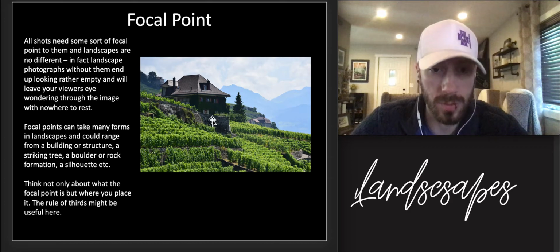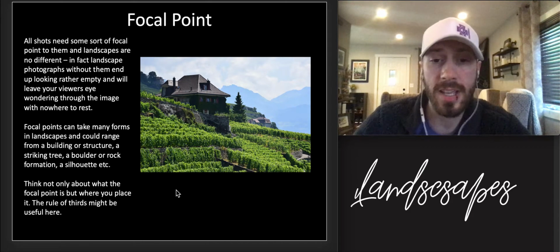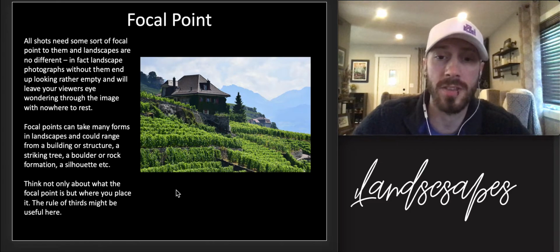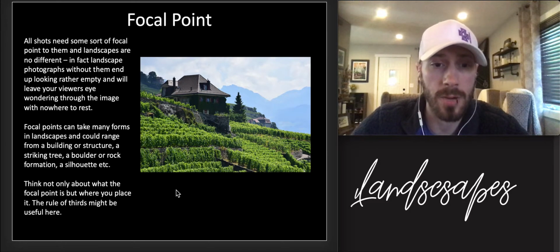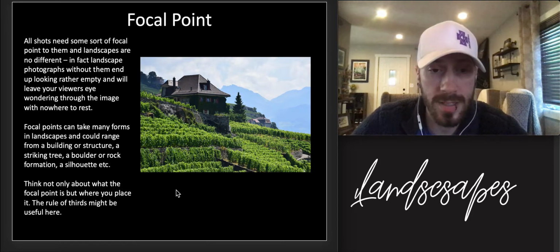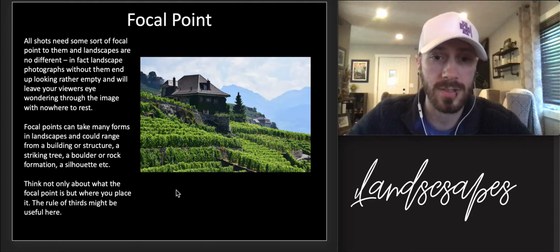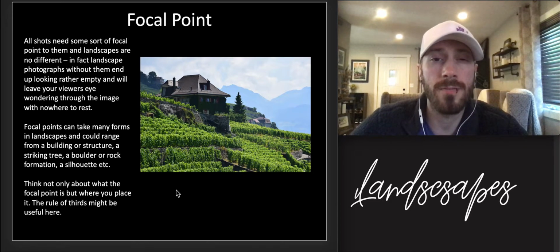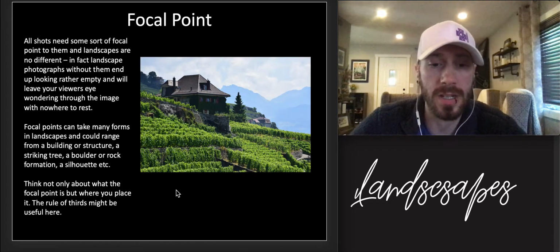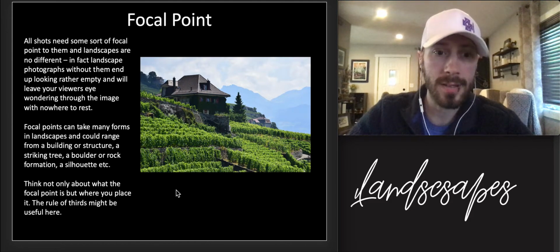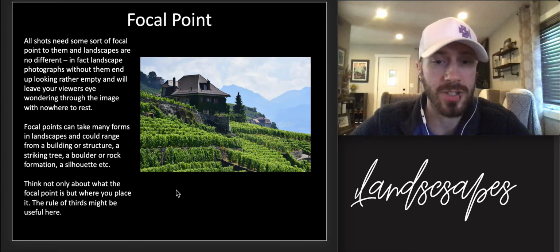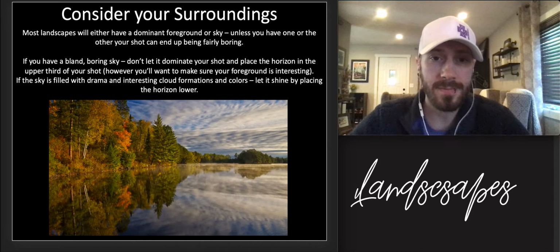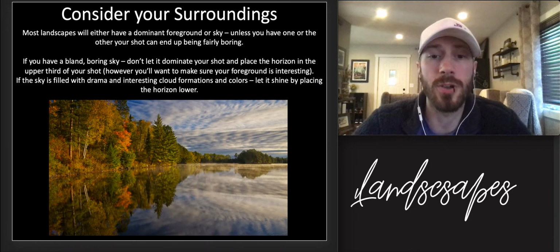So still following those rules, but it could be, again, a type of building or structure, a striking tree, or maybe a tree that is a little bit different than all other trees around it, so it sticks out. A boulder or some type of rock formation, silhouettes, if you're shooting during golden hour, can still stick out. So you still want to focus on something even though you're going to have a pretty expansive landscape that you're going to be shooting here. And again, keep in mind all rules of composition as you're going through this. Next is to consider your surroundings.